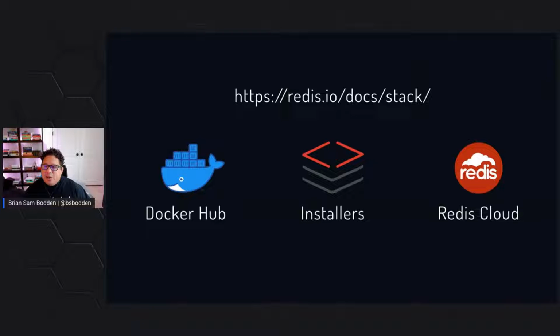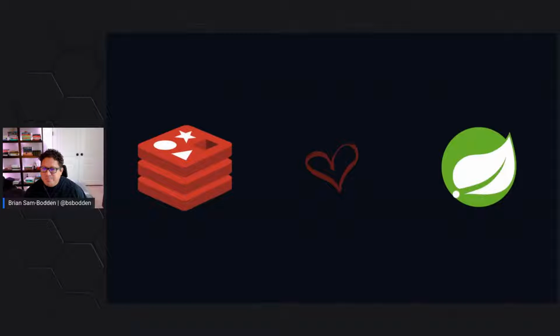You can download Redis Stack from Redis.io. And there are many different ways to use Redis Stack. You can use a Docker image. You can use native installers, or you can also get a free account on Redis Cloud, which allows you to have a stack database. It will give you all those modules already pre-installed, pre-configured, ready to use. Today, I'm going to be using the Docker Hub, the Docker image.